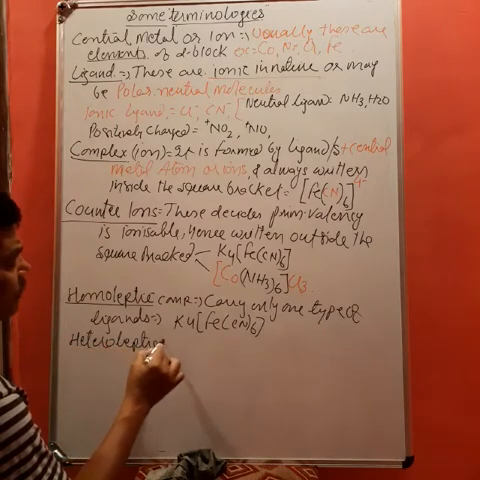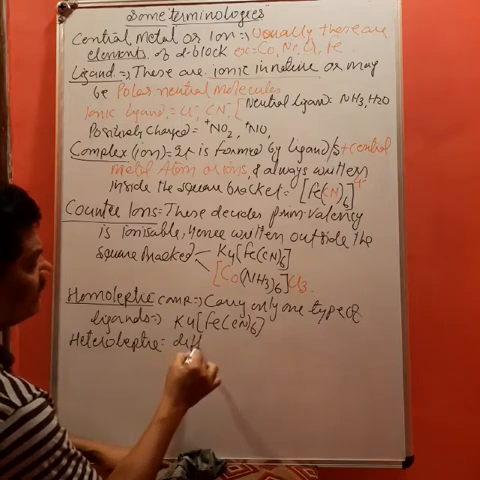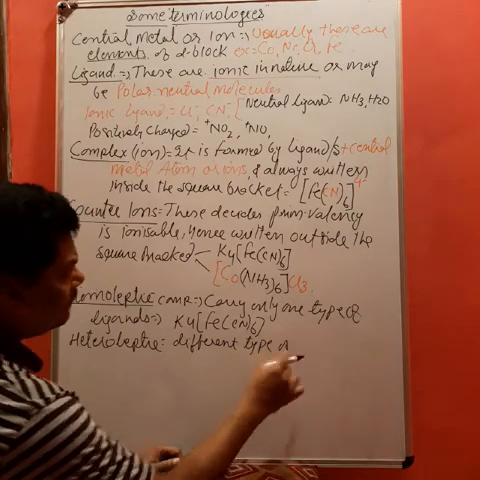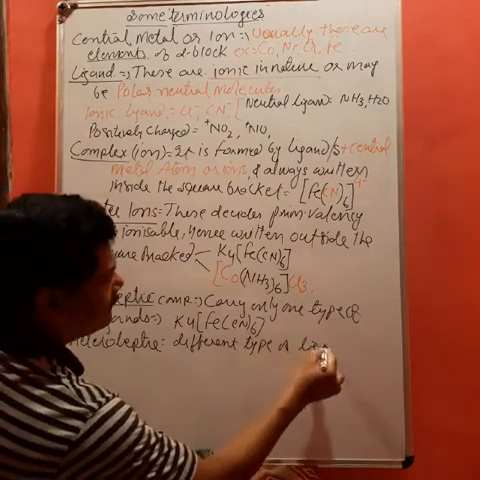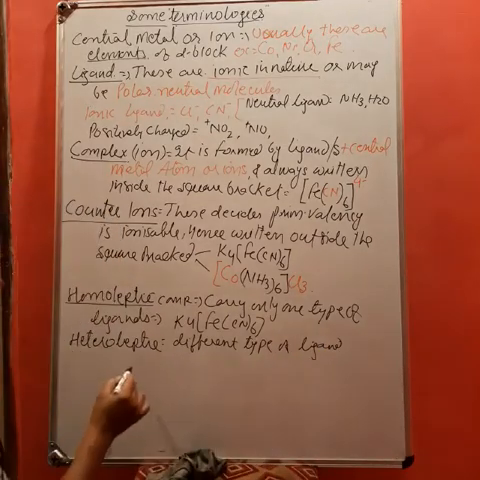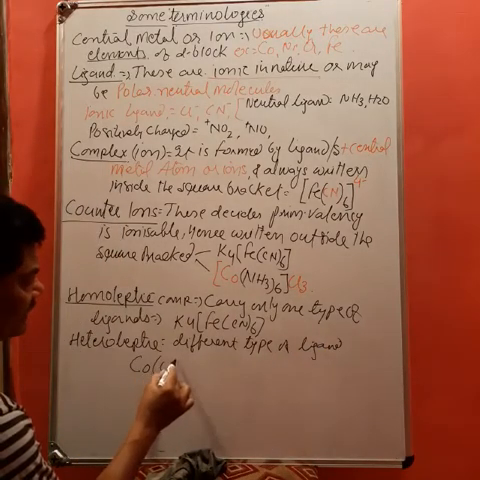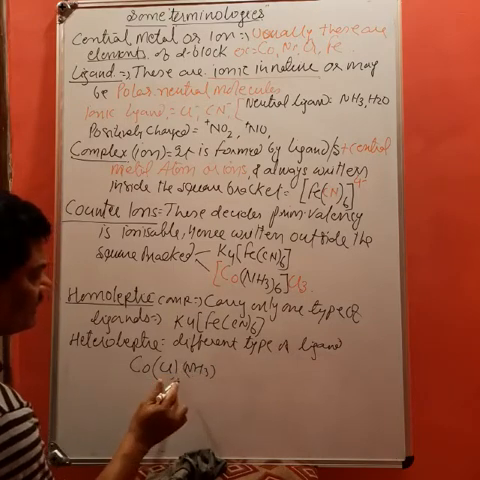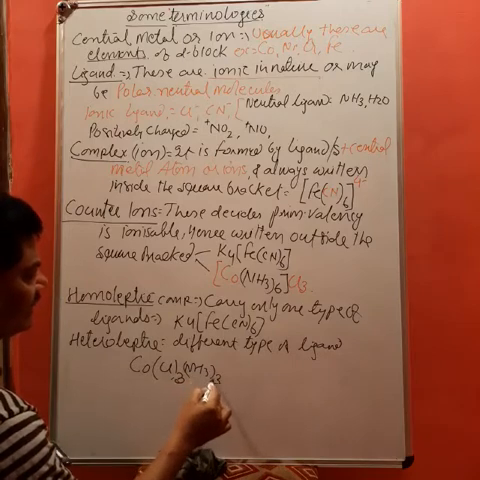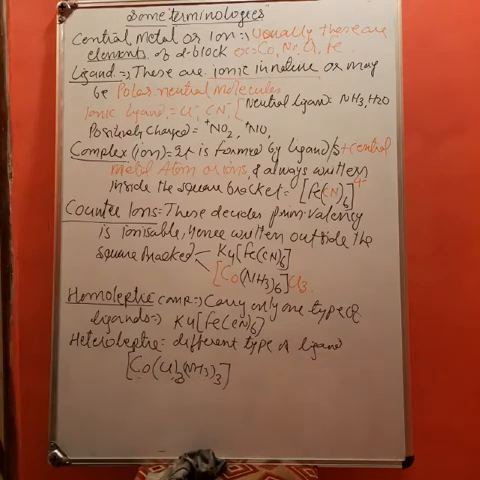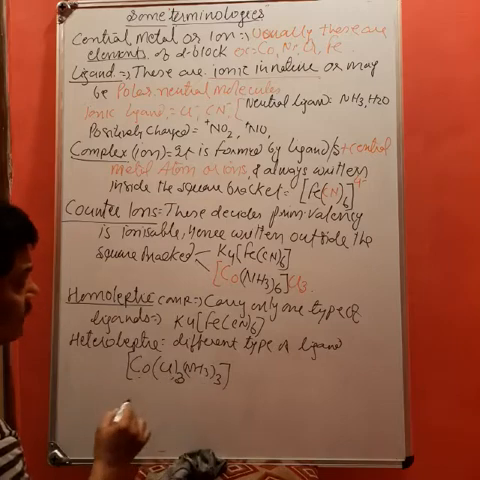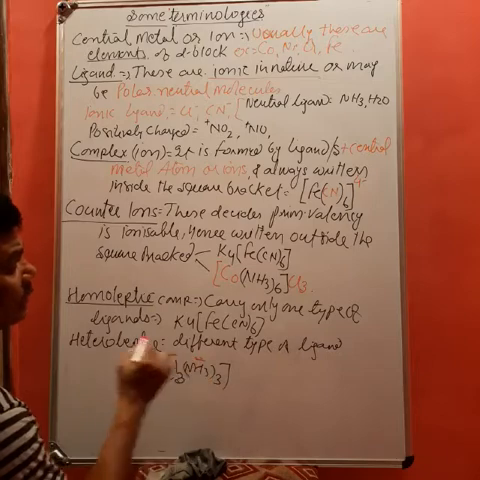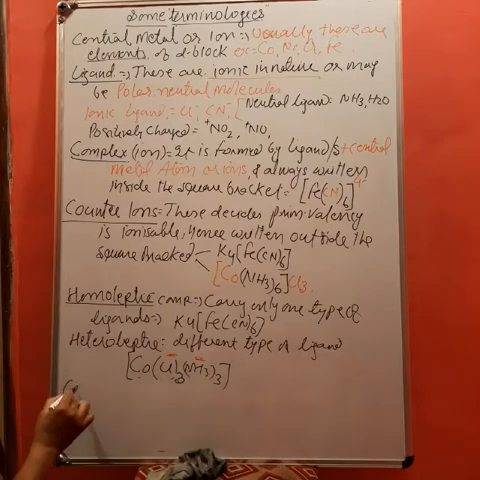heteroleptic. In heteroleptic complexes, different types of ligands are there. Like if I write [Co(NH3)3Cl3], it becomes what? Heteroleptic, because here two different types of ligands are present, Cl and what? NH3. Okay, coordination sphere.